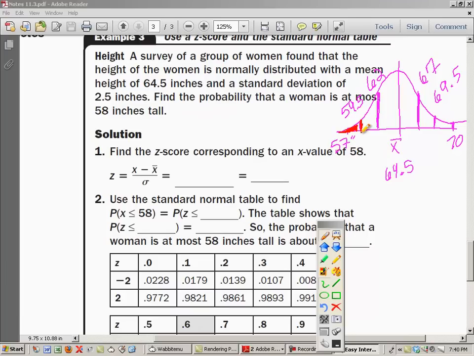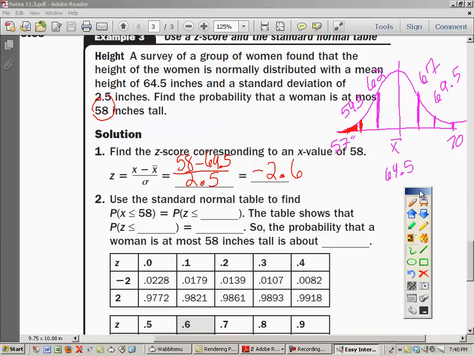The value that I'm looking for is x, 58 inches. So we have 58 minus the average, x bar, which is 64.5, and we're going to divide that by sigma, which is our standard deviation, which is 2.5. When I plug all that in, I get a z-score of negative 2.6.